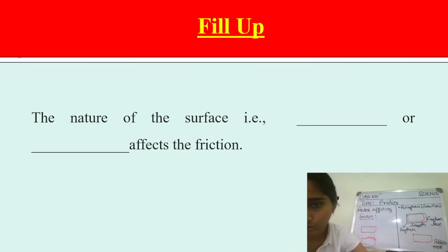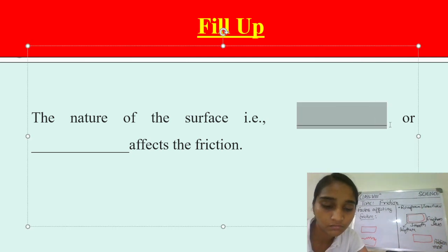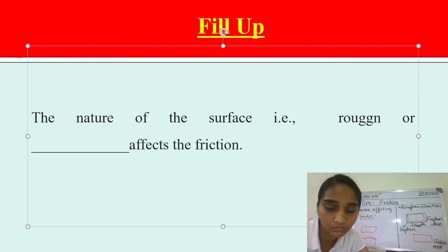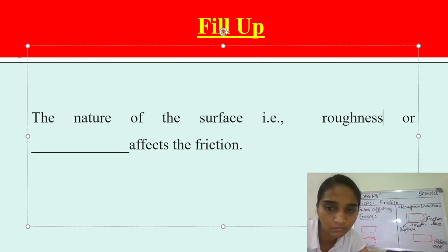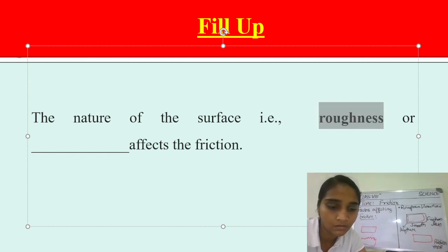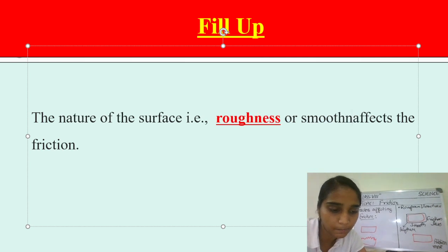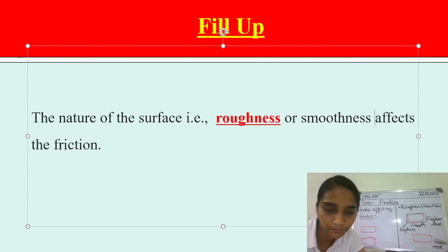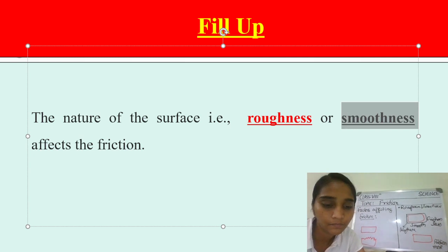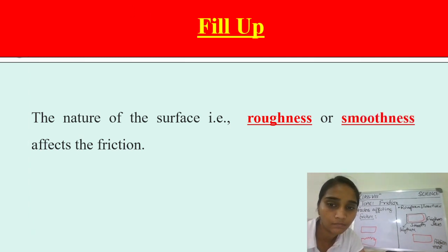So this will be the roughness or the smoothness. What will come in the blanks? Roughness or smoothness. Let me write it here for you. In the first it will come roughness, and in the second it will come smoothness. Let's move ahead now, students.